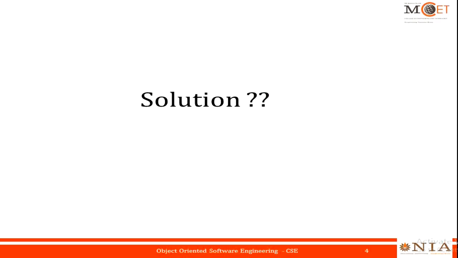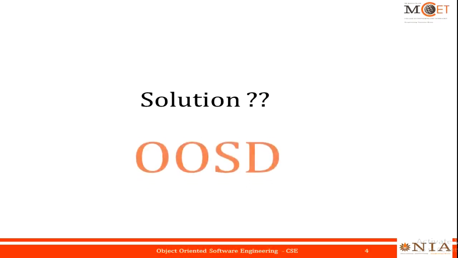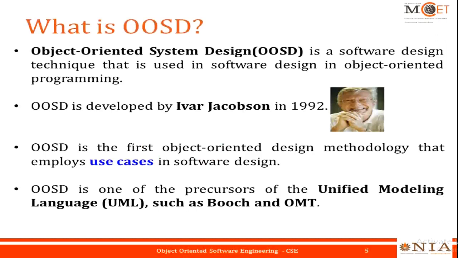And the solution for the problem is OOSD. So what is OOSD? Object Oriented System Design is a software design technique that is used in software design in object oriented programming. OOSD was developed by Ivar Jacobson in 1992. OOSD is the first object oriented design methodology that employs use cases in software design, and OOSD is one of the precursors of Unified Modeling Language UML, such as Booch methodology and OMT methodology.